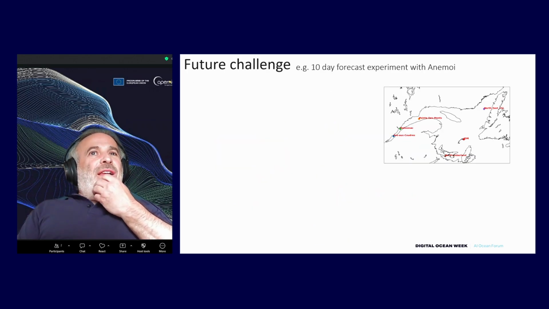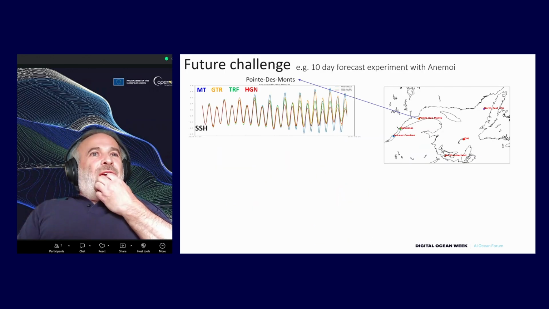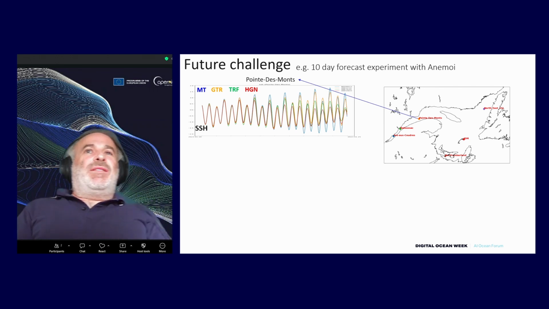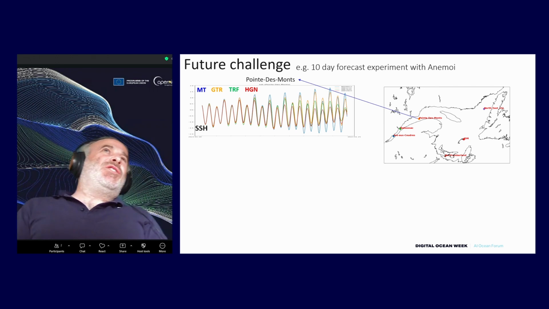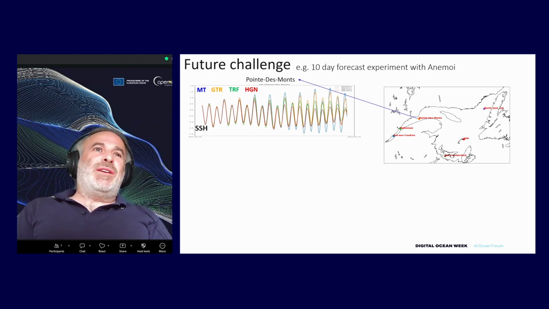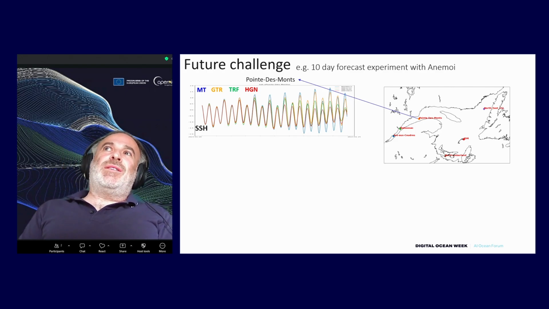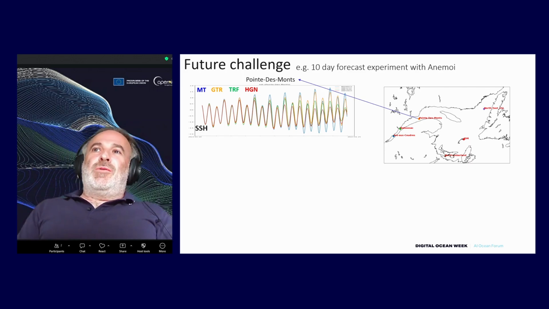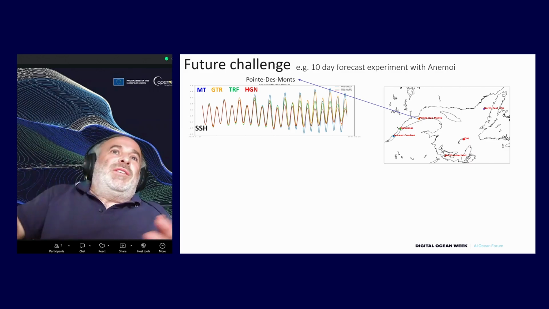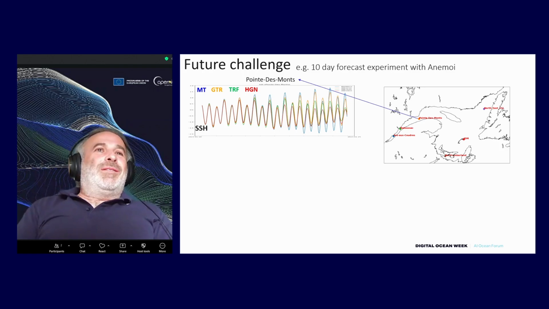So the future challenge. Here is an example of a 10-day forecast I did with Anemoi. The advantage of Anemoi is that it's auto-regressive. Once you've trained it and you have your forcing available, you can do a forecast of any lead time you like, and it's really not expensive. I could have done a yearly forecast without any cost.